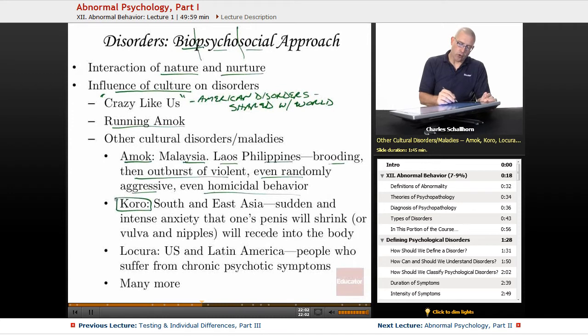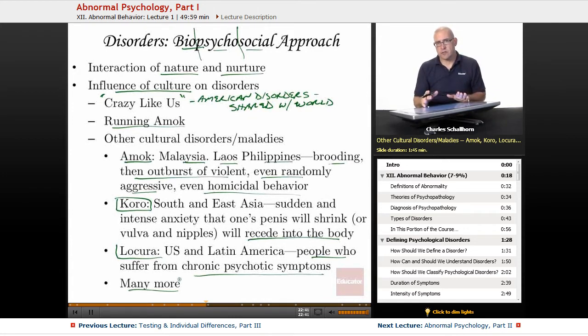Then there's this idea called koro, and this is in South and East Asia. It is the sudden and intense anxiety that one's penis will shrink, or for females, the vulva and nipples, and recede into the body. Then there is locura, and this is in the United States and Latin America. This is people who suffer from chronic psychotic symptoms. It's just locura, and it's a Spanish word. And so when we're looking at these other cultural disorders and maladies, this is the beginning of a list. There are many more, and they're going to be particular to specific cultures.